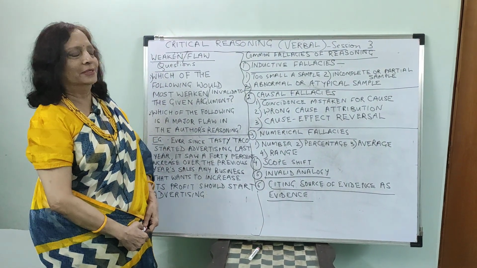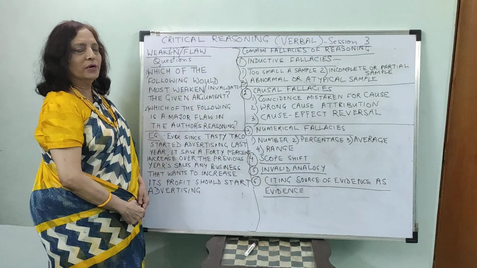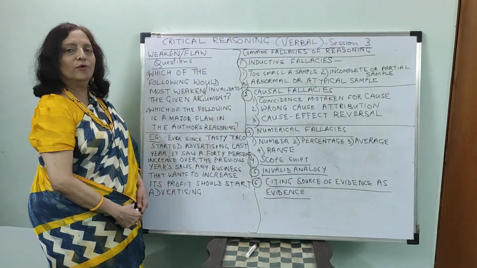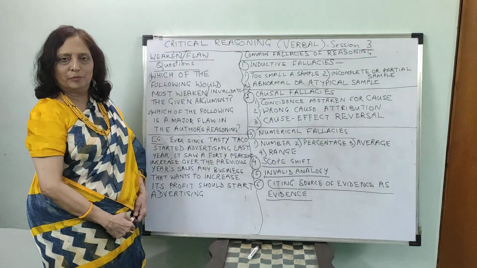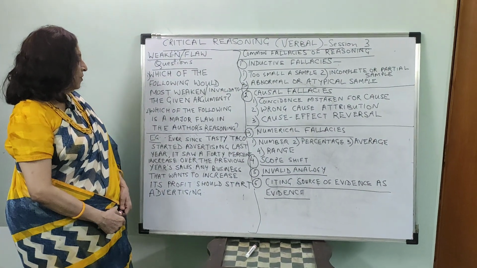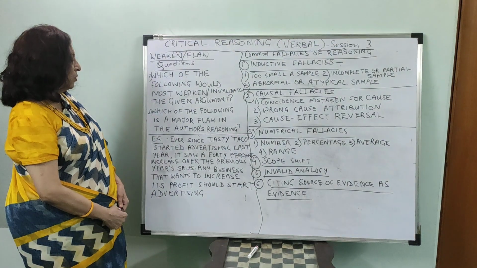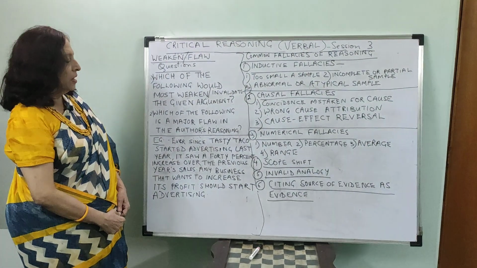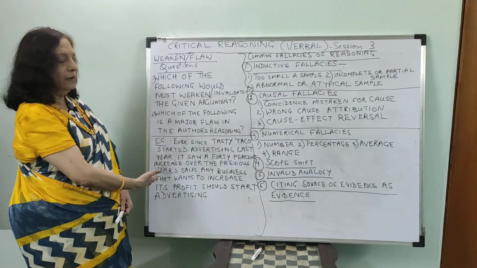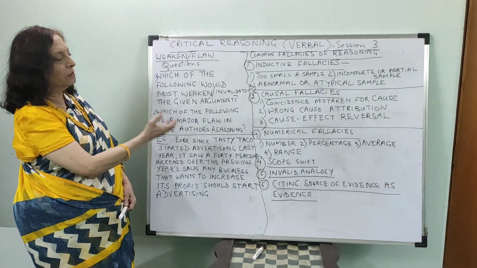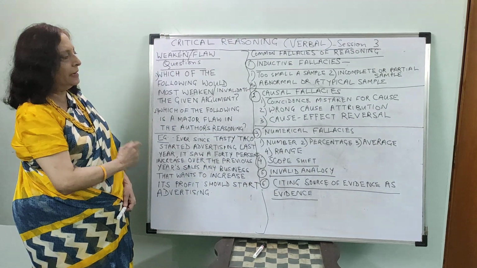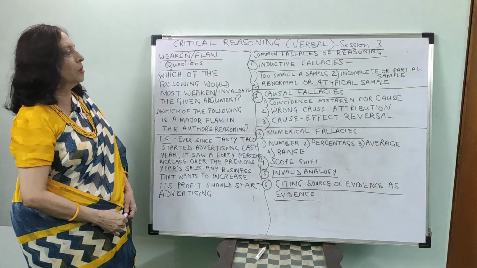So the question may be worded as follows: which of the following would most weaken or invalidate the given argument? Which of the following is a major flaw in the author's reasoning? So we are taking one example, and after that I shall explain to you the fallacies that are contained in it. But let us first see what the common fallacies of reasoning are.